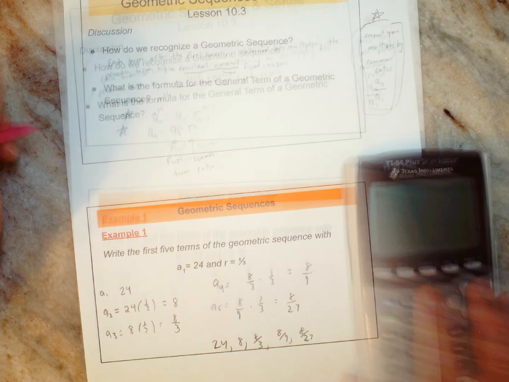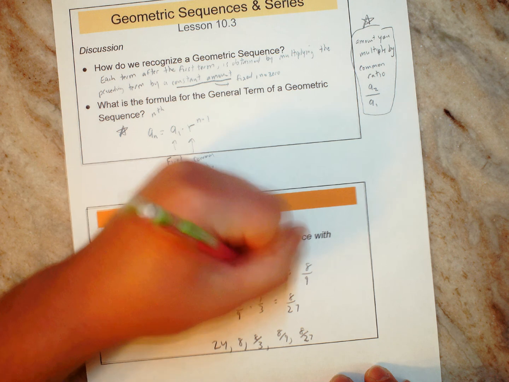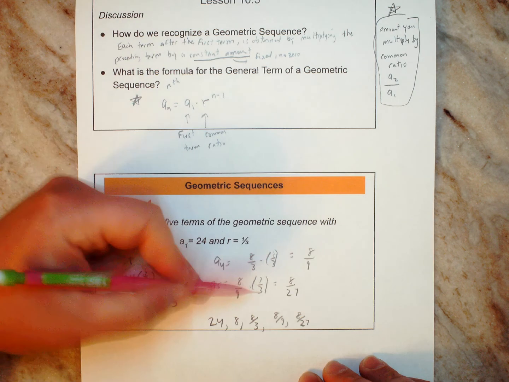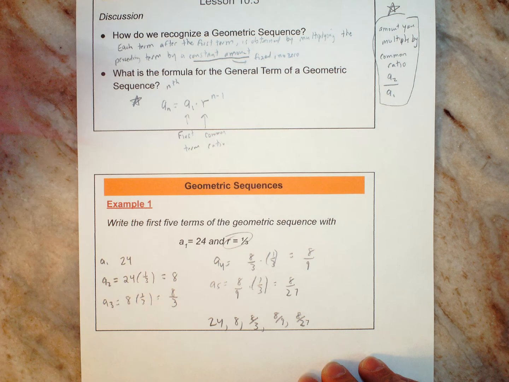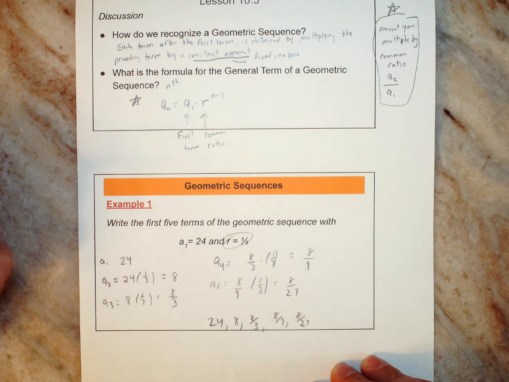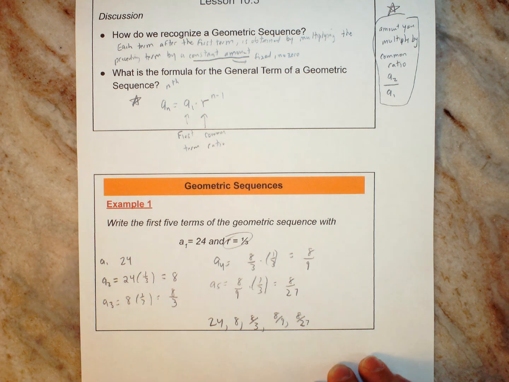Now, if you notice, the one thing that stayed the same was the 1/3. That's my common ratio. I never changed it. The only thing I was changing was that to find the next term, I kept using the term before it. Notice I didn't use 24 the whole time. Once I got 8, I used 8. Once I got 8 over 3, I used 8 over 3. That is your first example.